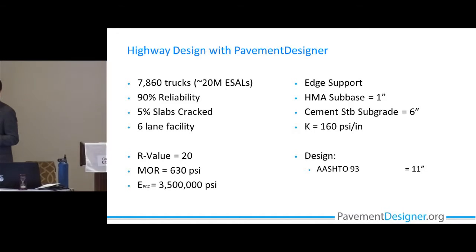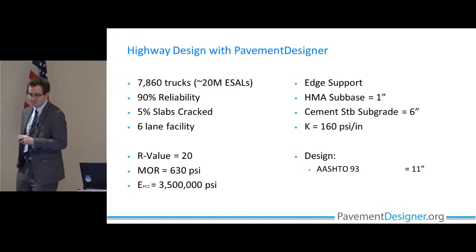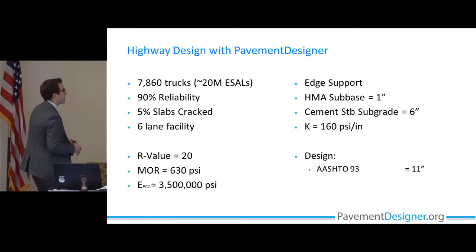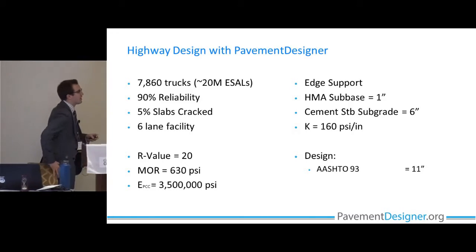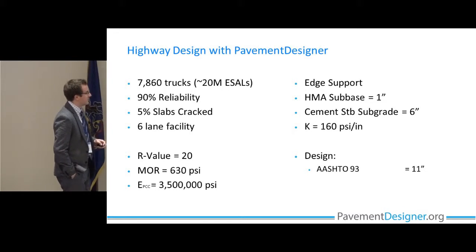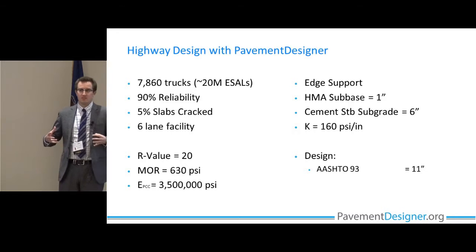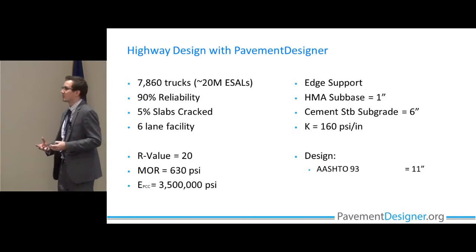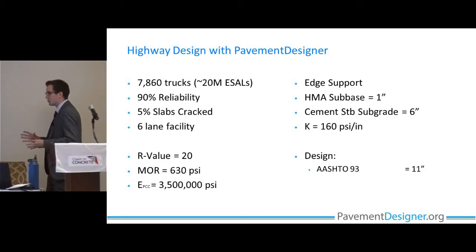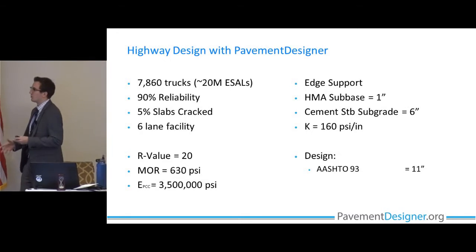I did this design with Pavement Designer and got about 8.5 inches, which is a huge disparity. I also went through and looked at Pavement ME, and Pavement ME came out at about 9 inches. So this really illustrates the problems with AASHTO 93. It over-designs concrete pavements. That's really why we push to go towards mechanistic-empirical approaches.